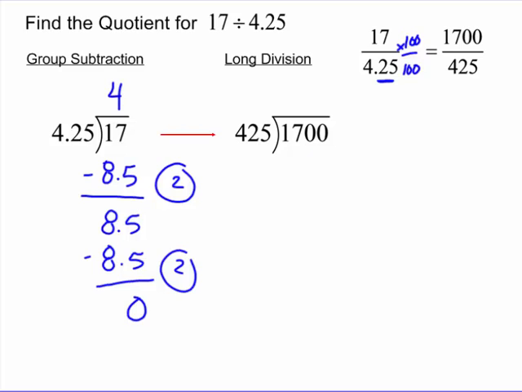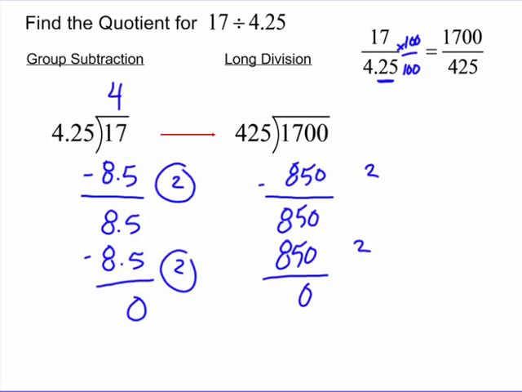If I have two groups of 425, that's 850. So that's two groups. If I subtract those, I have 850 left over, which shouldn't be a big surprise because you should see some similarities between these values here and here. And either way, 17 divided by 4.25, or 4 and 25 hundredths, is still just 4.